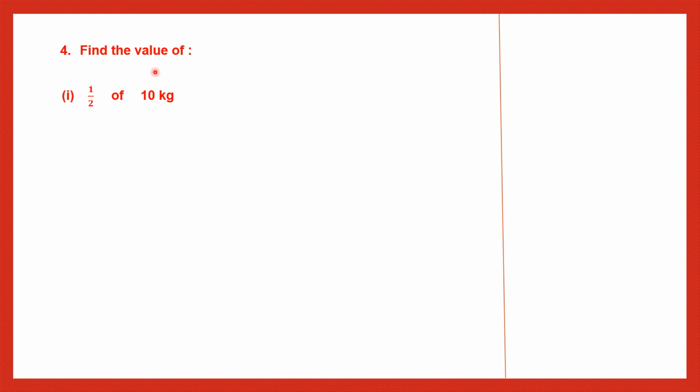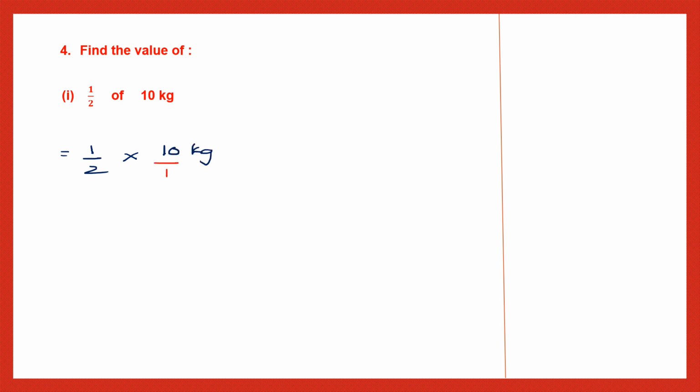Question 4, find the value of, and the first one here is 1 by 2 of 10 kgs. Now of will stand for multiplication. In BODMAS we saw that, isn't it? BO, where of means multiplication. So 1 by 2 of 10 kgs or half of 10 kg. Okay, so here let's do this. So 1 by 2 of means into 10 kg. So we write 10 kg. So this is like a normal multiplication.